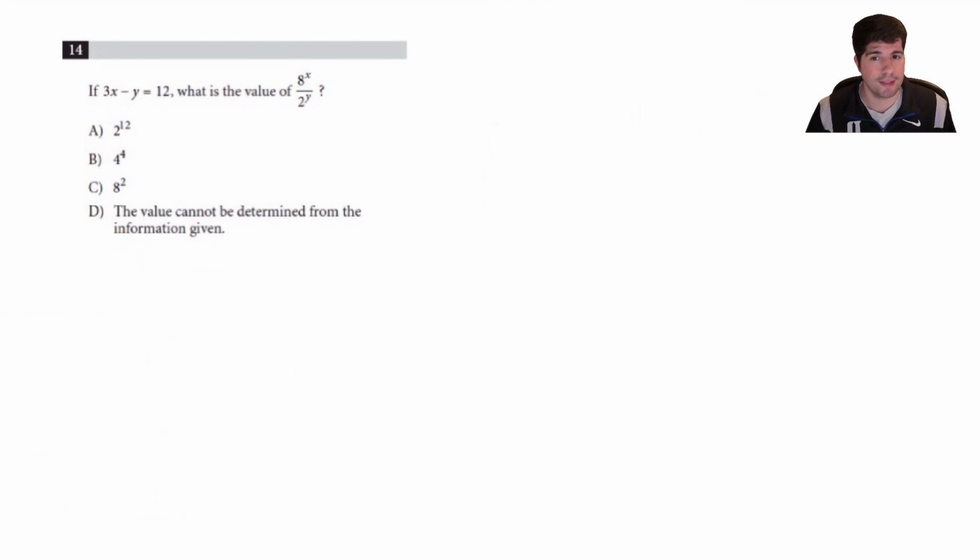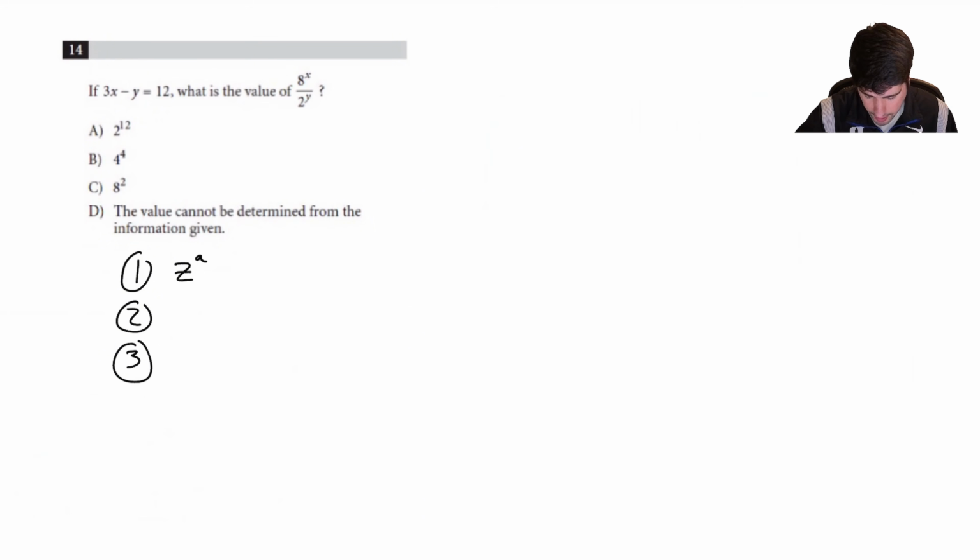But what are they testing here? What they're testing here is our recollection of exponent rules, right? So, recall three important exponent rules, right? So 1, 2, 3. If we have some number z raised to the a, let me write that again, z raised to the a, and then all of that raised to the b, that is equal to z to the a times b, right?